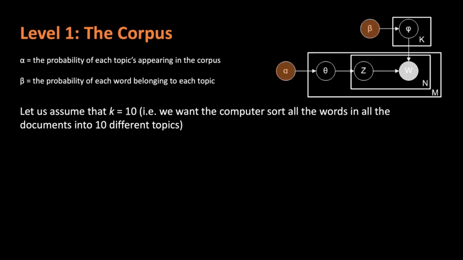So if k equals 10, we're asking the computer to find 10 different topics, sort all the words in the corpus into 10 different topics, and then use those 10 different topics to learn something about the structure of each document in the corpus. Okay, so 10.